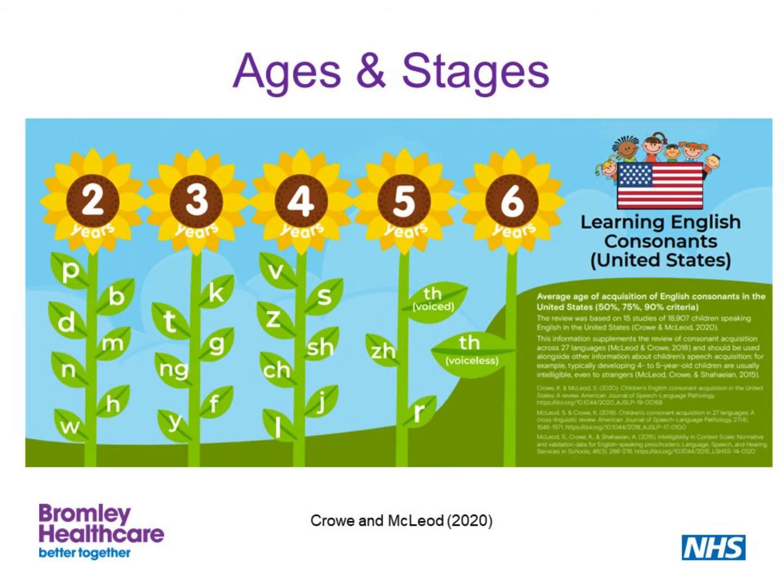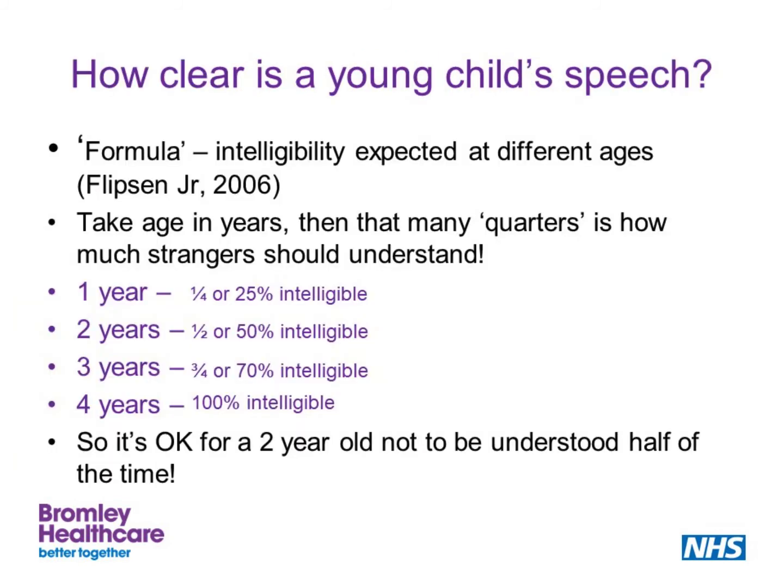This is a similar but slightly different visual based on a more recent study by the same researchers, and it's based on over 18,000 children speaking English in the US. The take-home message from these studies is that nearly all speech sounds are typically acquired by age 6 and the majority by age 5. So how clear should a child's speech be?